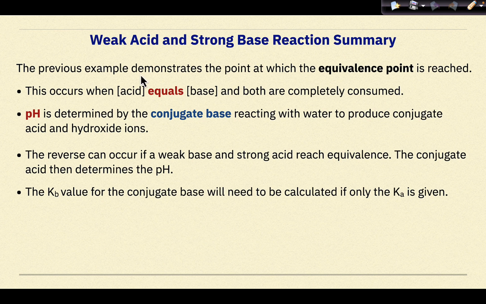The previous example demonstrates the point at which the equivalence point is reached. This occurs when the concentration of the acid equals the concentration of the base and both are completely consumed. pH is determined by the conjugate base reacting with water to produce conjugate acid and hydroxide ions. The reverse can occur if a weak base and a strong acid reach equivalence. The conjugate acid then determines the pH. The Kb value for the conjugate base will need to be calculated if only the Ka is given.